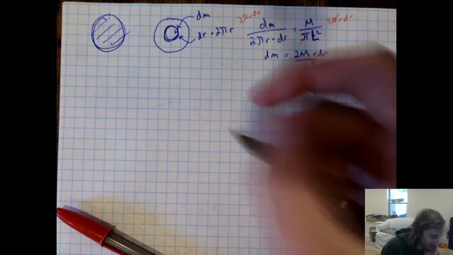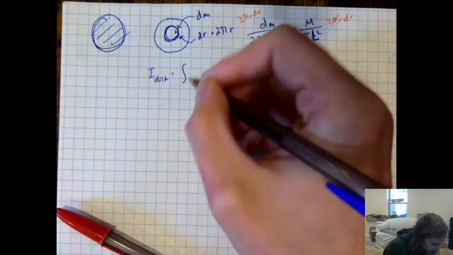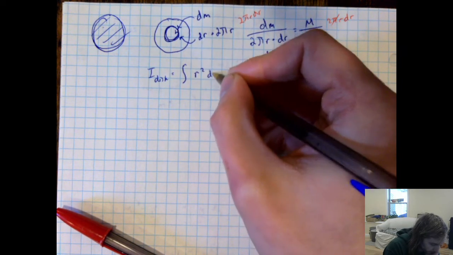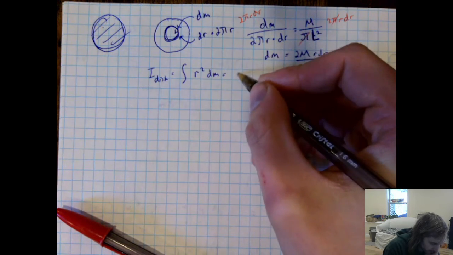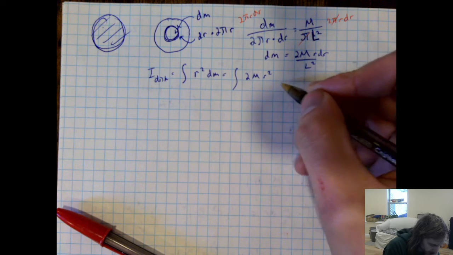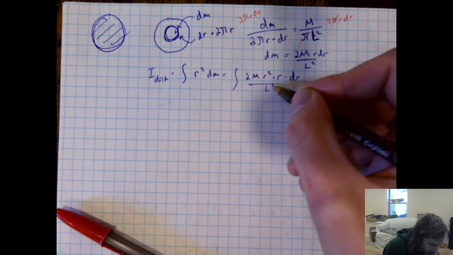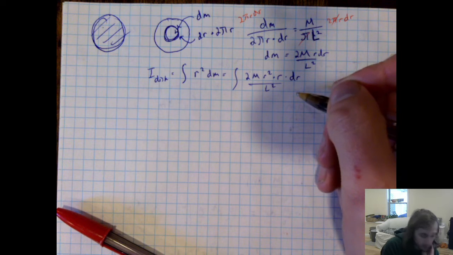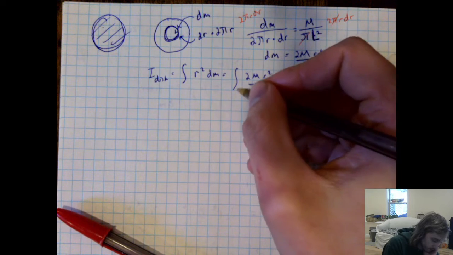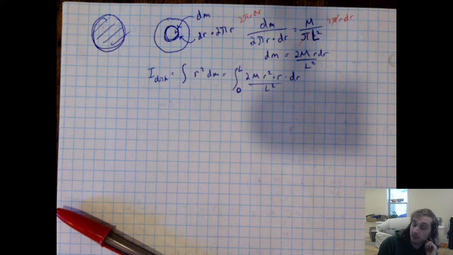And now what we can do is set up our integral. For our disk, the moment of inertia is going to be equal to the integral of r squared dm. Plugging in for dm, we'll get the integral of 2m r squared times r times dr over L squared. Now looking at this, we need to go from the inside of the hoop all the way out to the outside. So we're going from 0 at the center all the way out to the full distance away from the center, L.